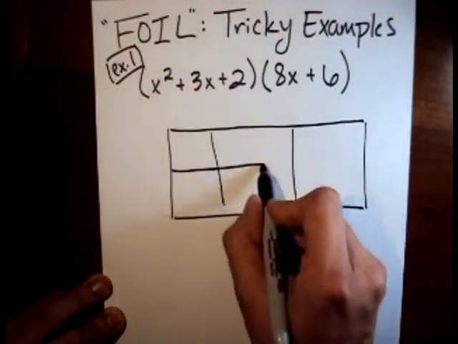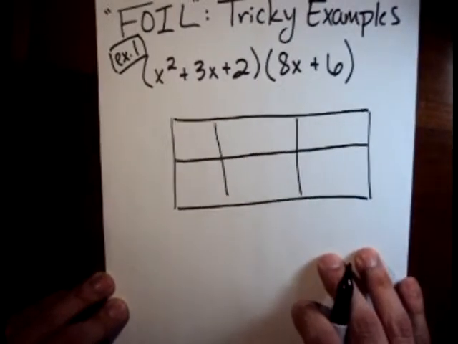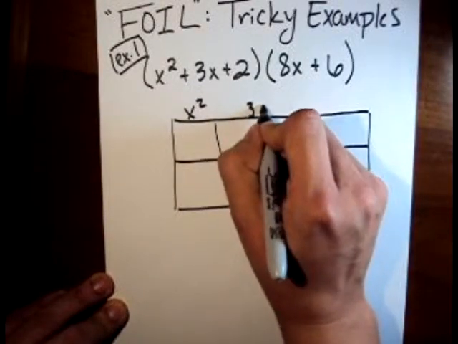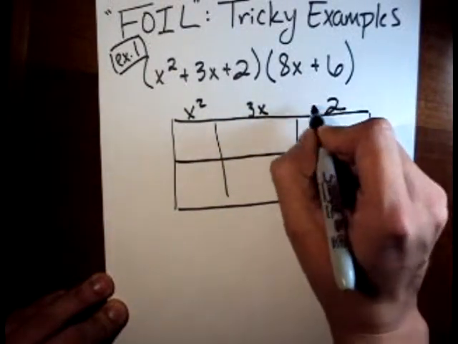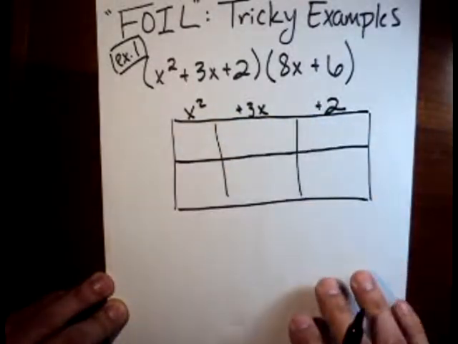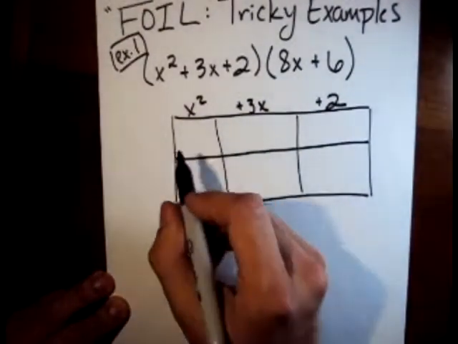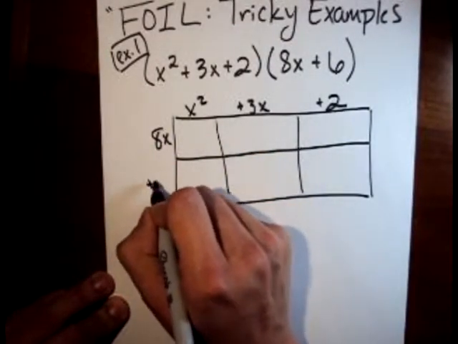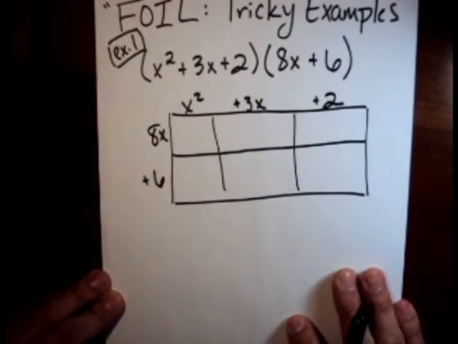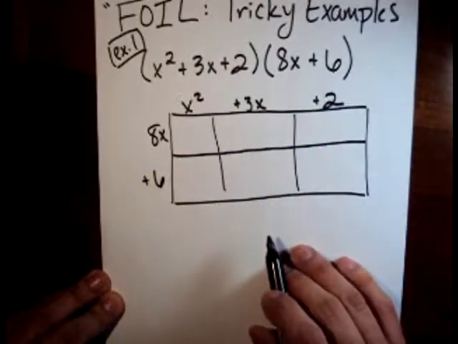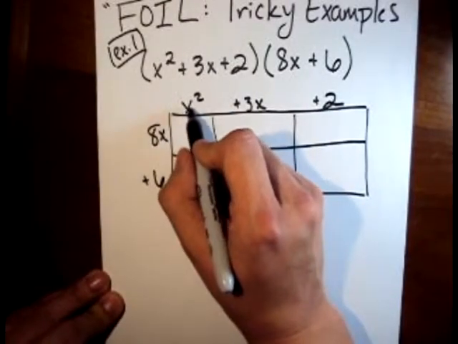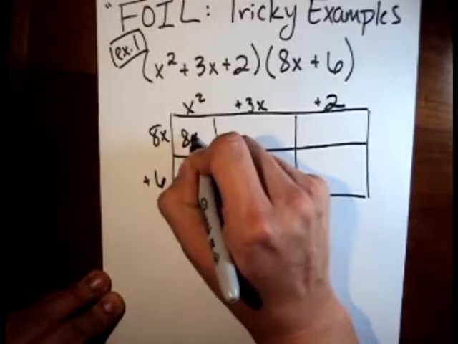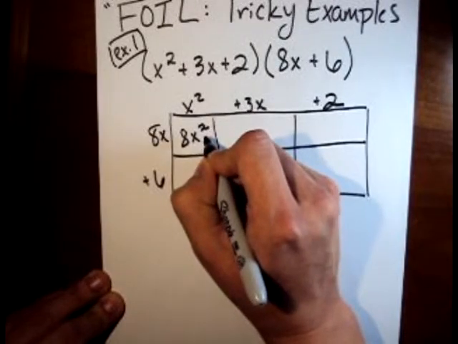So let's make this, it's not perfect, but our first term here, we have x squared, we have 3x, and we have a 2. Now these are all plus. We can put the signs in there, but they're positive, so it doesn't really matter. And here we have an 8x, and a plus 6. So what we're going to do is we're going to multiply these out. So where they intersect, we're going to have 8x times x squared. That's an 8x squared. That's an 8x cubed.